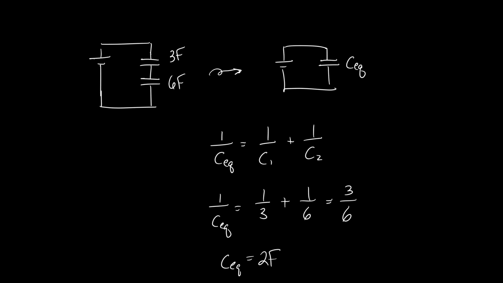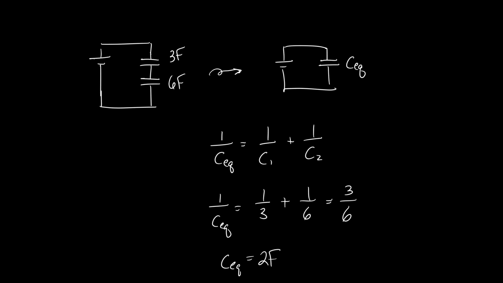Now, it shouldn't be a surprise that the capacitance goes down when you put them in series. Think about it. If you put them in series, what you've really done is increase the separation distance between the plates, right? You're inserting more distance between plates. When you insert more distance between the plates, the capacitance goes down. So putting them in series reduces the overall capacitance.